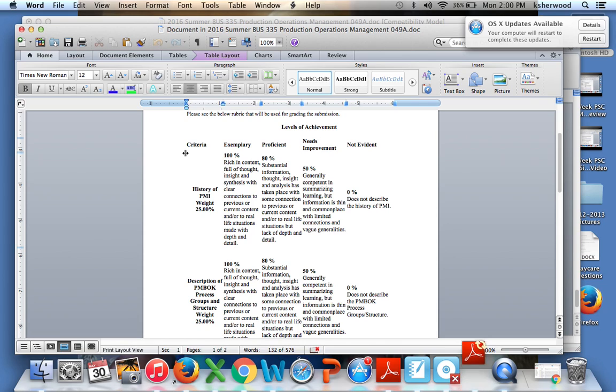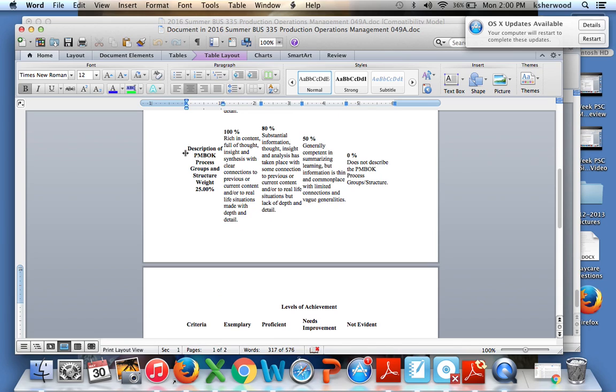But you go through that, talking about where the organization was formed, who the founders were, maybe a note or two on each of the founders, and kind of what the organization is. That takes you to the next section, which is a description of each of the process groups and structures.